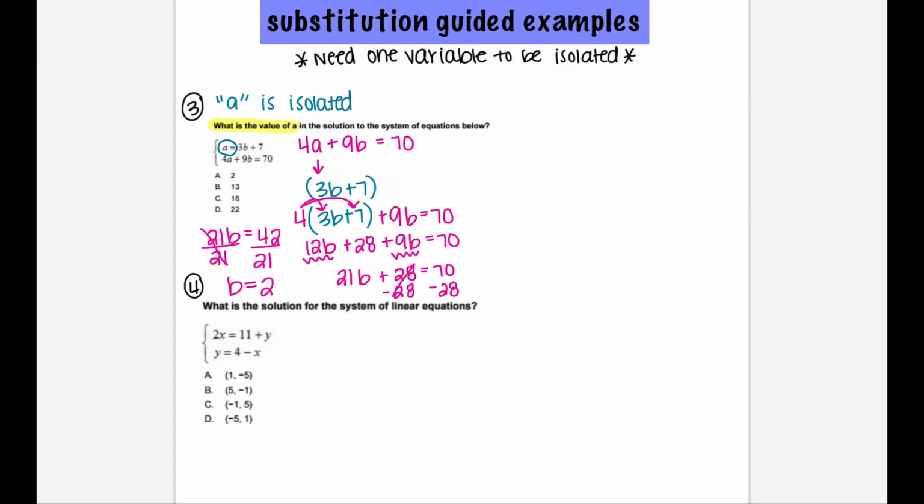Now, that's great, but we want to know what's the value of a. So once we know that b is 2, now we can plug in b wherever we see a b in one or the other of the first equations. So our original equations up here, I can pick either one of these and put b equals 2 in for b.